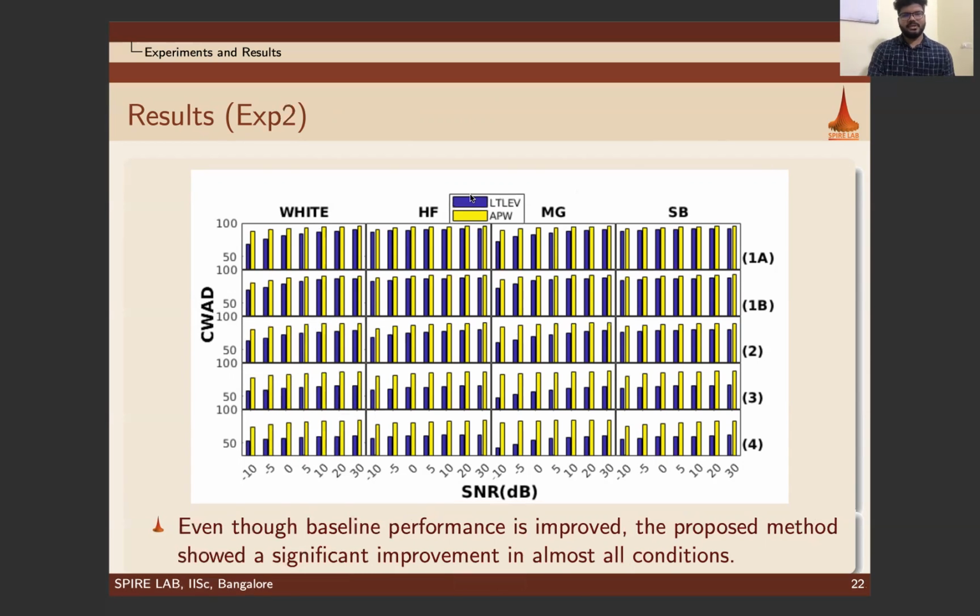These are the results coming from experiment 2, where along with the clean speech data, we have augmented the clean speech with the other training noises. We saw that even though the baseline performance is improved compared to experiment 1, it is not significant compared to the improvement in the proposed method. Particularly in test cases 3 and 4, the proposed method performance significantly improved, even reaching up to 80% in the -10 dB SNR noise condition.